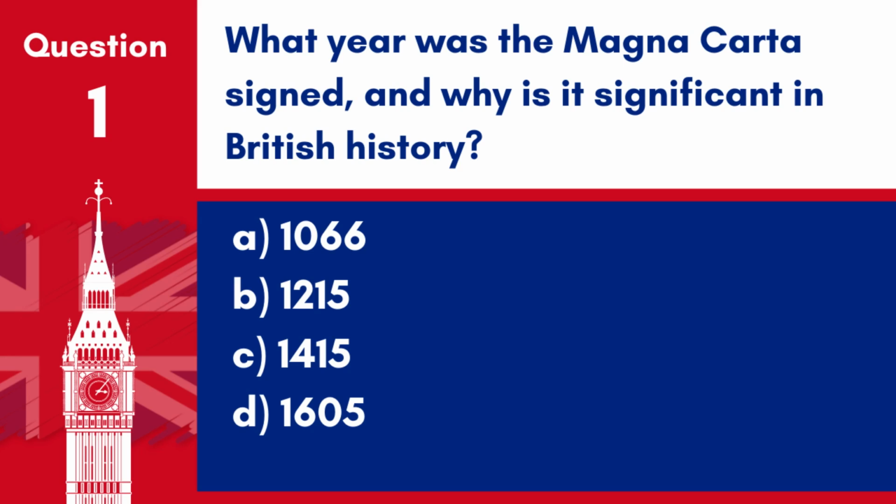Question 1. What year was the Magna Carta signed, and why is it significant in British history? A. 1066, B. 1215, C. 1415, D. 1605. Answer: B. 1215. The Magna Carta was signed in 1215 and is significant in British history because it limited the power of the monarchy and laid the foundation for future legal principles concerning liberty and justice.